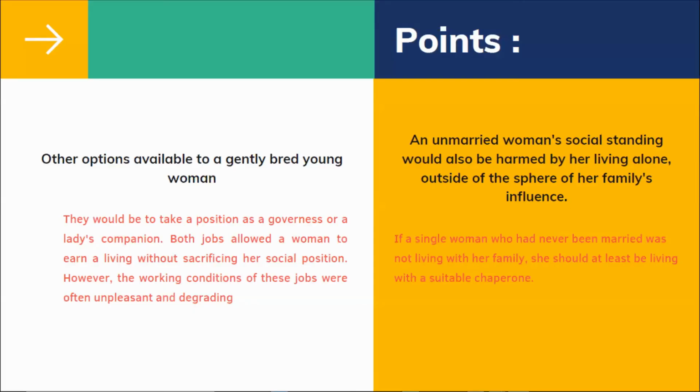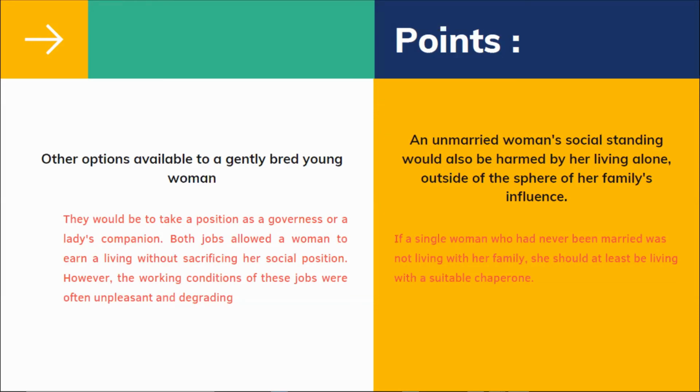Another option available to a gently-bred young woman who needs to support herself would be to take a position as a governess or a lady's companion. Both jobs allowed a woman to earn a living without sacrificing her social position. However, the working conditions of these jobs were often unpleasant and degrading. Governesses might be preyed upon by the men in the family for which they work, while ladies' companions such as Miss de Bourgh's companion, Mrs. Jenkinson, might be treated poorly by their employers and given menial tasks to attend to.